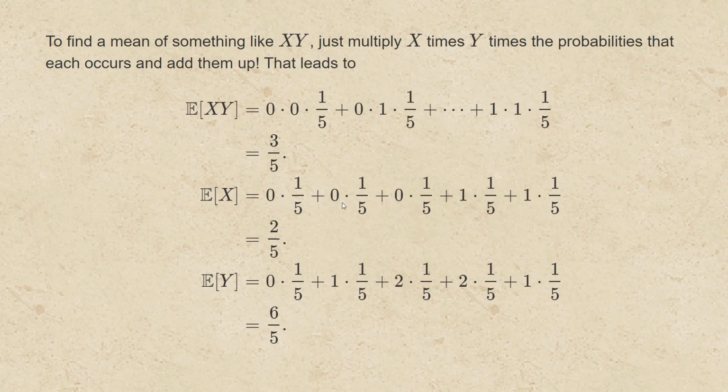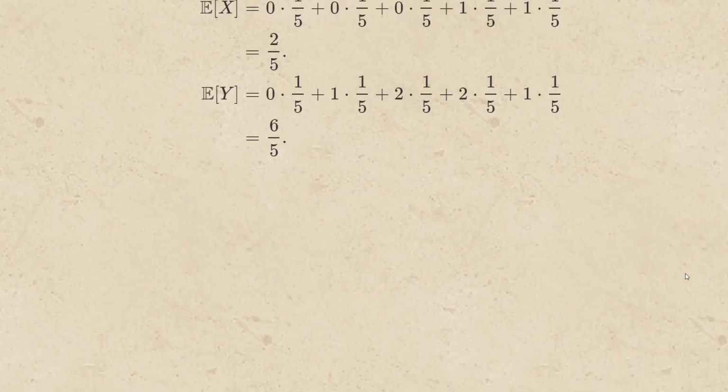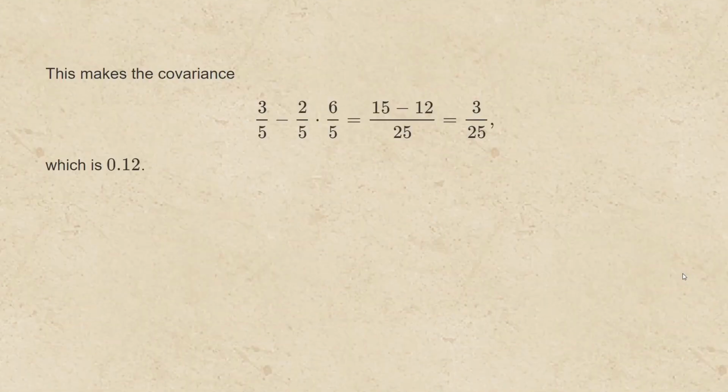I can do the same thing with just replacing x times y with x to get 2/5. And when I replace it with y, the possible values are 0, 1, 2, 2, and 1. I end up with 6/5. That allows me to put it together and say that the covariance is 3/5 minus 2/5 times 6/5, or 15 minus 12 over 25, or 3/25, which is 0.12.